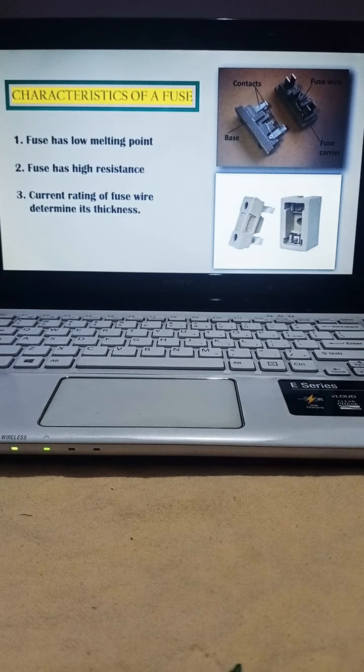The third characteristic is that the current rating of a fuse determines the thickness. The wire used in a fuse depends upon what circuit we are going to use it in. If we use it in a circuit of high current, the fuse wire will be thick, and if we use it in a circuit of low current, then the fuse wire will be thin.